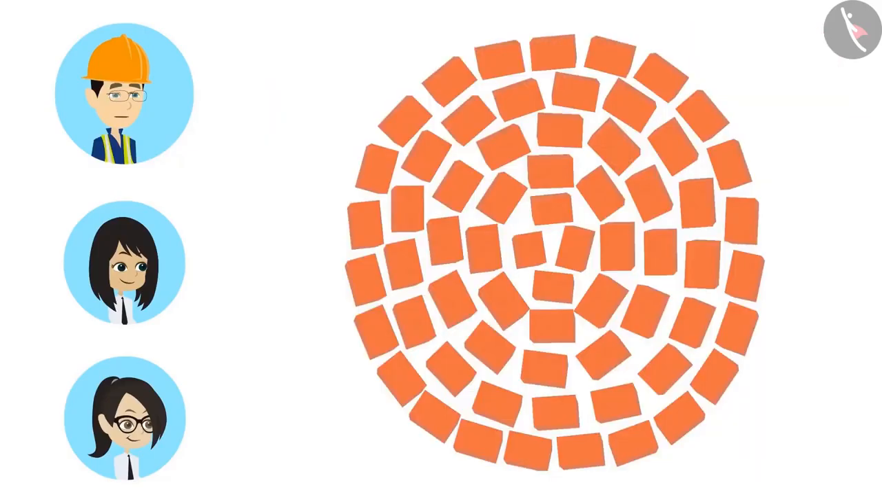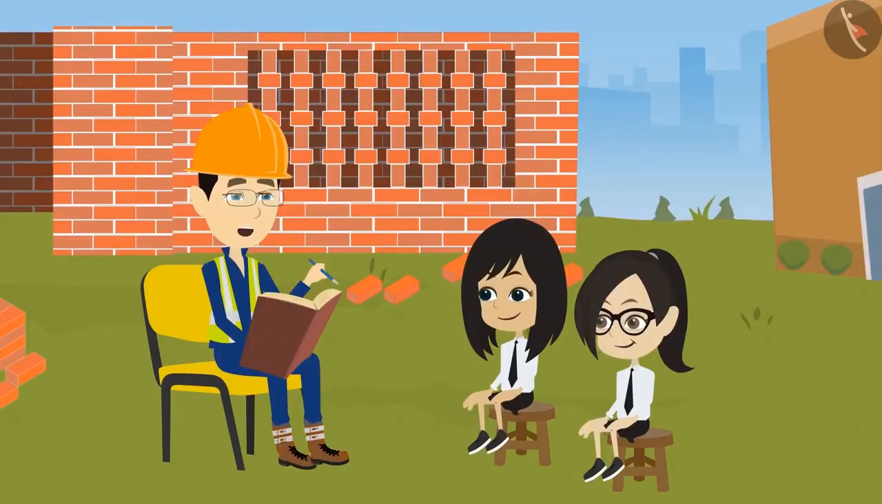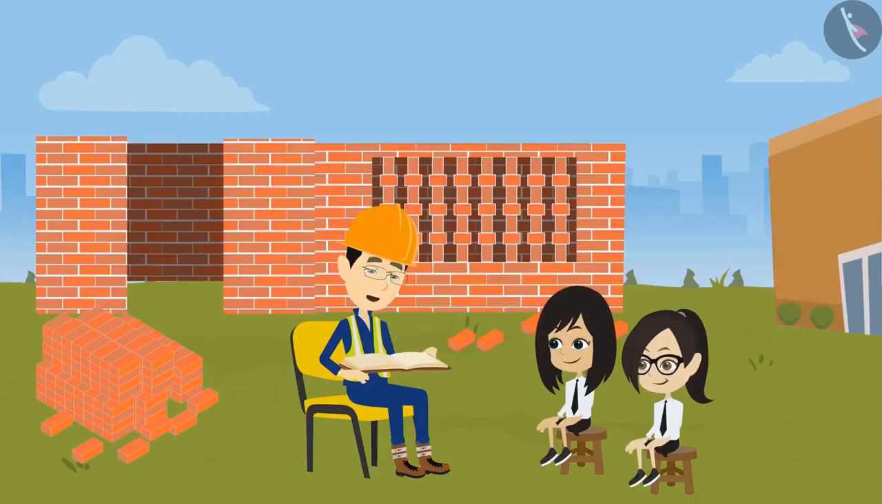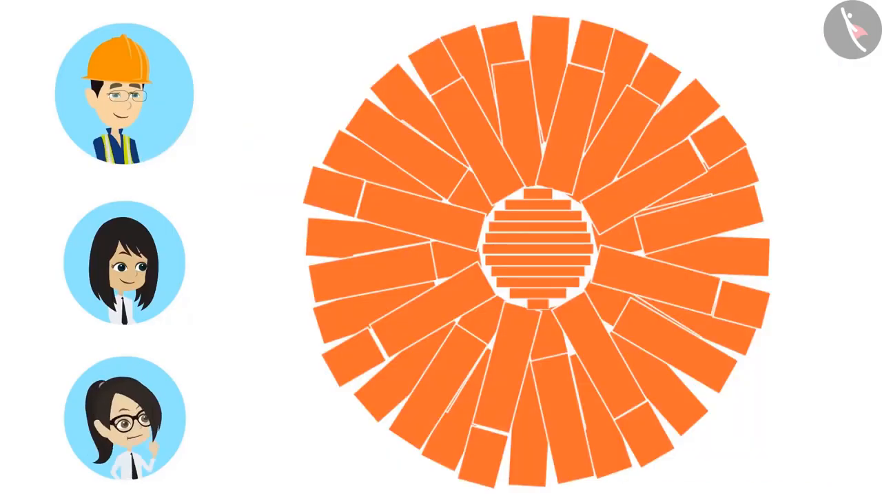Absolutely right, Neha. Now look at this design. Sir, this design is a circular shape design. Is it made with vertical bricks? Yes, this is made with vertical bricks. You too can try making such a design at home. Sure, sir. See, now I will show you another circular design made of bricks. See this. Sir, this design is very beautiful.